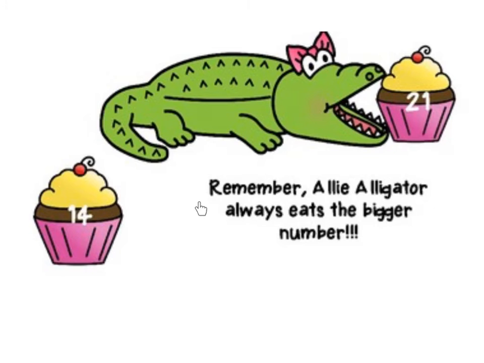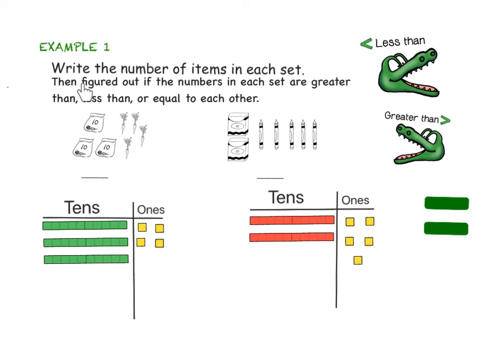Here is a friendly reminder: Allie the alligator always eats the bigger number. Here we have our first example. Write the number of the items in each set. Then figure out if the numbers in each set are greater than, less than, or equal to each other.